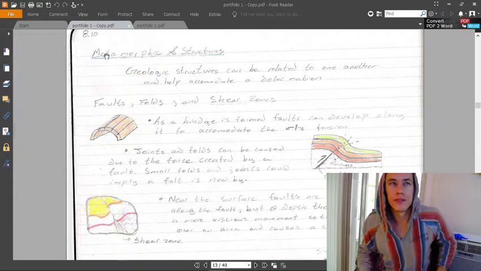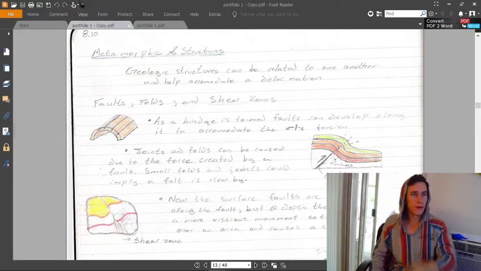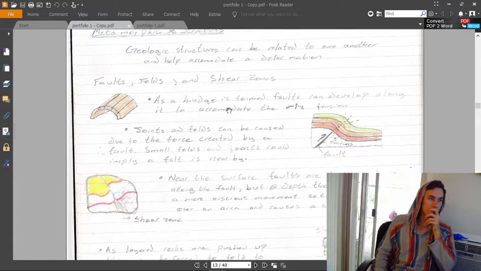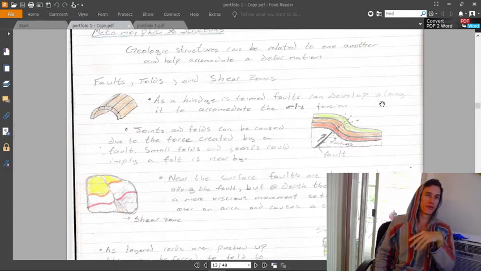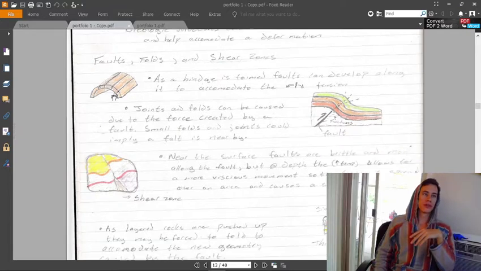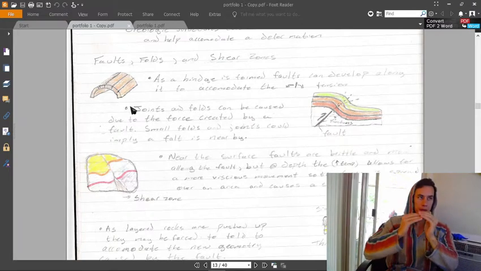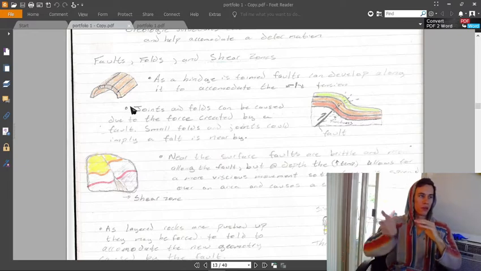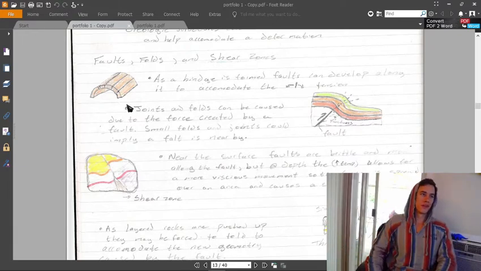Geologic structures can be related to one another and help accommodate a deformation. Faults, folds, and shear zones. As a hinge is formed, faults can develop along it to accommodate the tension. So basically, all of these joints are being formed along this hinge to accommodate its shape. It's being pushed together, but it's more brittle material, so it's creating joints along that, and that's kind of how this forms.